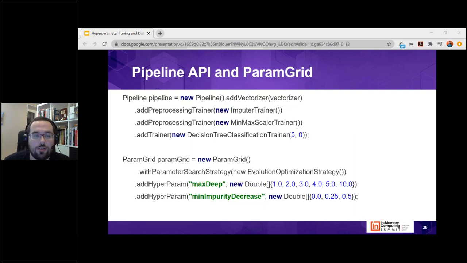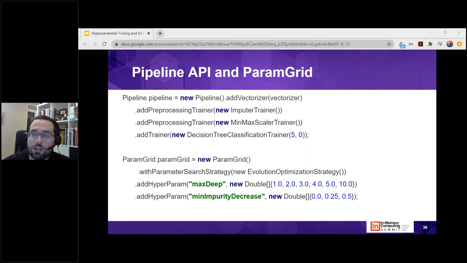Okay, let's start with a few coding slides. The primary object that keeps all possible values of hyperparameters is the param grid object. On this slide, you could see the pipeline object that ties together all preprocessing stages here: vectorizing, imputing of missing values, min-max scaler, and the final trainer like decision tree. After that, param grid encapsulates the logic of adding two hyperparameters, like max depth and min impurity decrease, for the decision tree classification trainer if you want to inject two hyperparameters here.